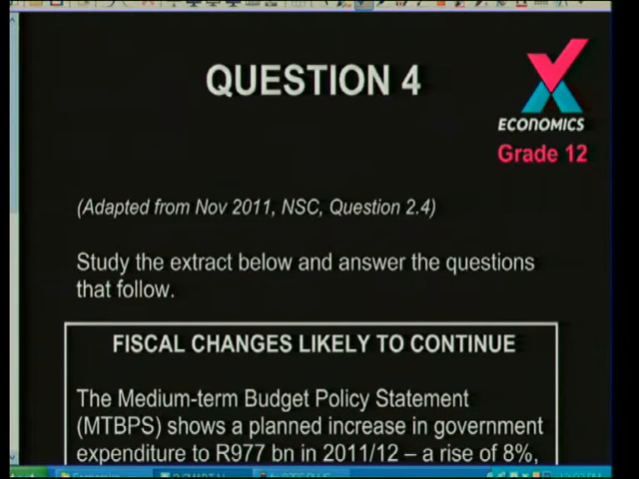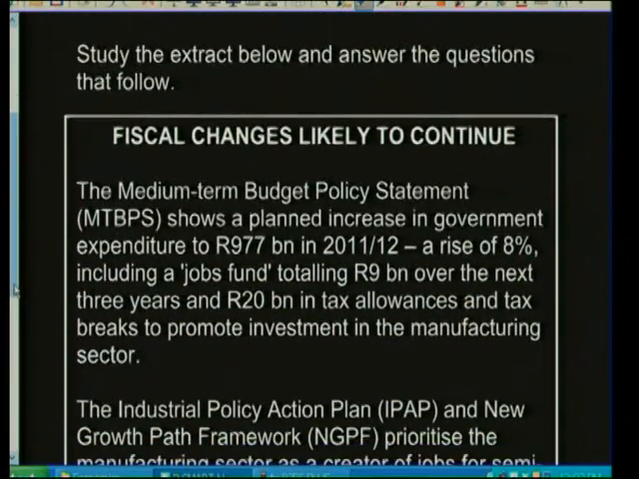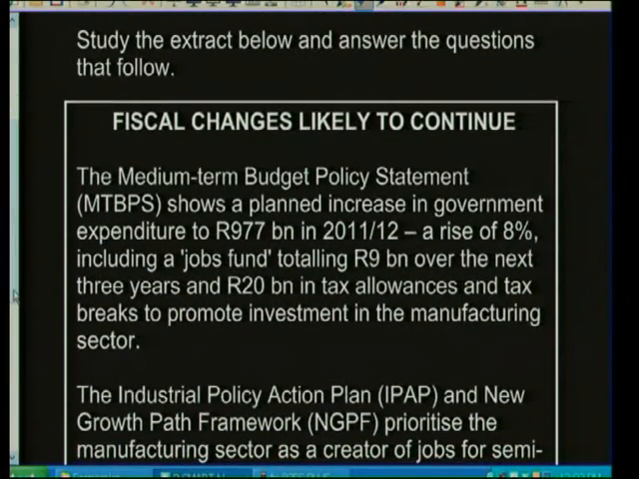Question 4. Study the extract below and answer the questions that follow. Fiscal changes likely to continue. The medium-term budget policy statement, MTBPS, shows a planned increase in government expenditure to 977 billion rand in 2011-2012, a rise of 8%, including a jobs fund totaling 9 billion over the next 3 years and 20 billion rand in tax allowances and tax breaks to promote investment in the manufacturing sector.